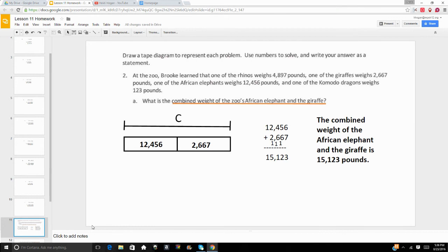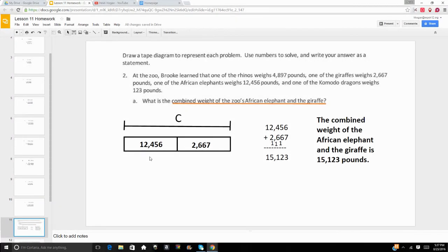So, if you've never seen a Komodo dragon, you might want to Google it. Or we could do it in class. We can see what a Komodo dragon looks like. So what is the combined weight? We're combining, we're putting together the weight of the African elephant and the giraffe.